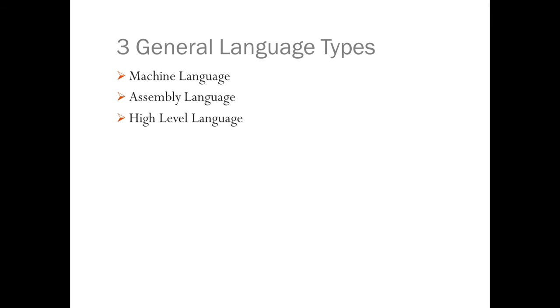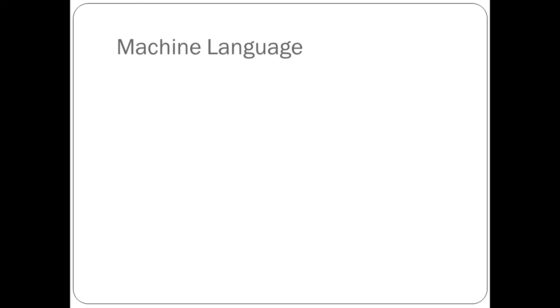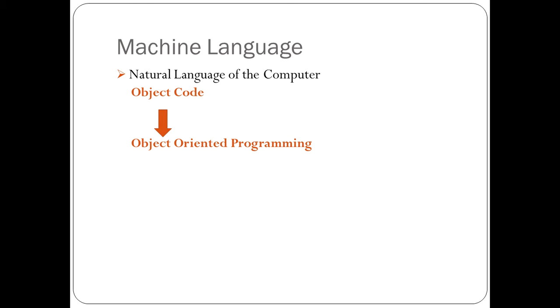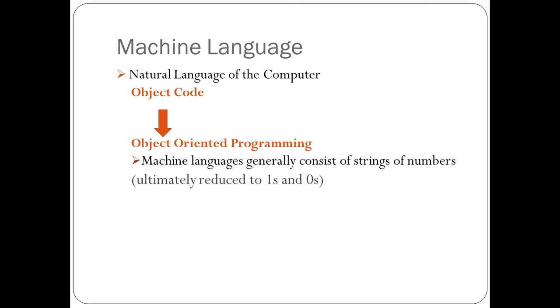So let us take the first one, which is machine language, right? The machine language is actually the natural language of the computer, and everything that we write is considered the object code, which comes from the word object-oriented programming. The machine language consists of zeros and ones. When I say it consists of zeros and ones, I don't mean that you write zeros and ones when programming. It is actually reduced to zeros and ones.